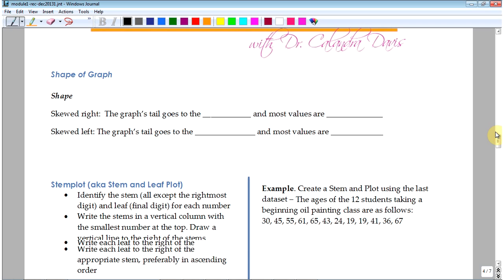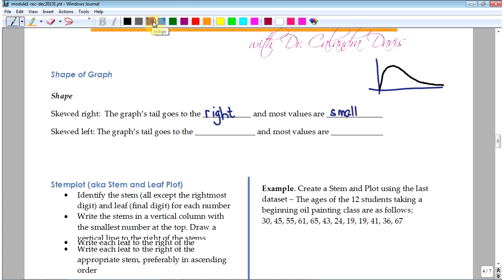Next, we want to talk about the shape of a graph. So a graph is said to be skewed right if the tail goes to the right. Okay, so for example, if you had a graph with a shape something like this, it is considered skewed to the right. So we see that most of the values happen where there's a peak, so most of the values are actually small. There are fewer values that are larger as you go on to the right. Okay, so most of the values are small.